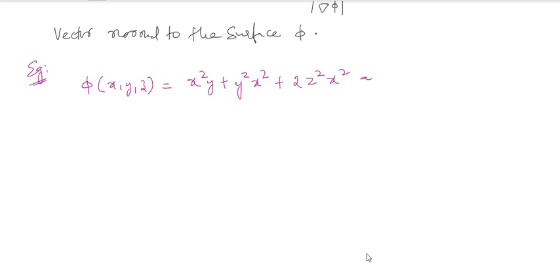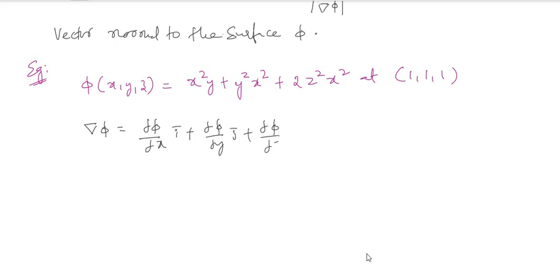Yeah. So at the point they mention 1, 1, 1, you need to calculate first the vector normal to the surface, that is del phi. You have to calculate it. What is your del phi? Generally that is the gradient of phi, which is nothing but what? Dou phi by dou x into i bar plus dou phi by dou y into j bar plus dou phi by dou z into k bar. Am I right or not?